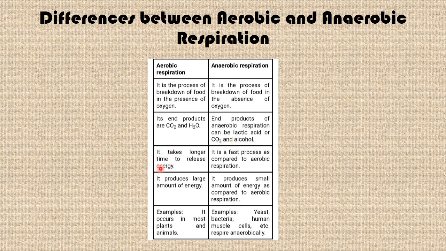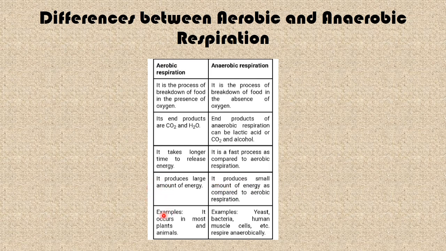Another difference between aerobic and anaerobic respiration is that in aerobic respiration, it takes a longer time to release energy, whereas anaerobic respiration is a fast process as compared to aerobic respiration. In aerobic respiration, a large amount of energy is produced, while in anaerobic respiration, only a small amount of energy is produced as compared to aerobic respiration.